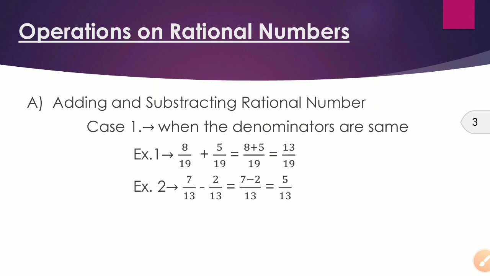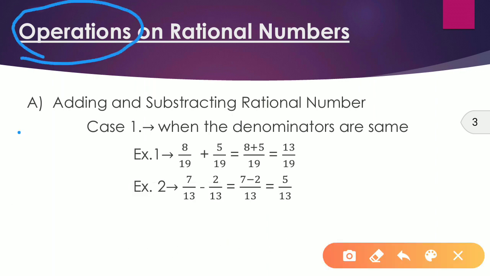In maths, the word operation means addition, subtraction, multiplication, and division. So, we have to apply all these operations on rational numbers. That means we have to add two rational numbers, subtract two rational numbers, multiply and divide two rational numbers. So first we take addition and subtraction of two rational numbers.